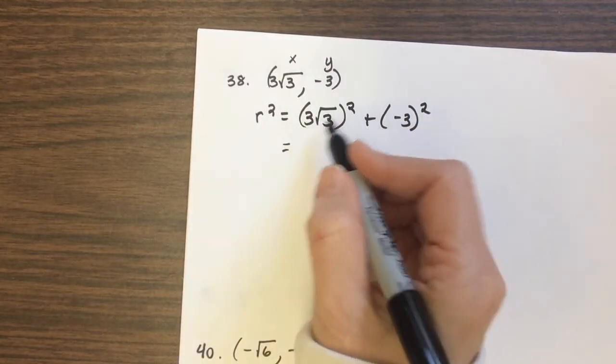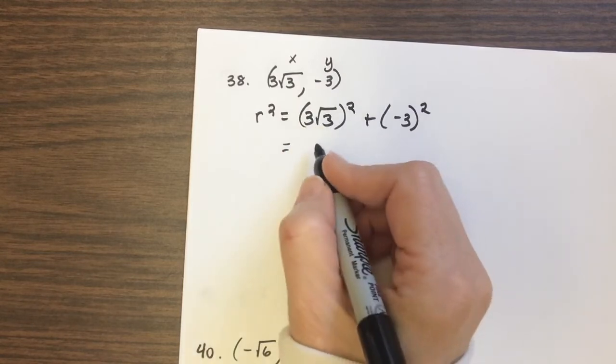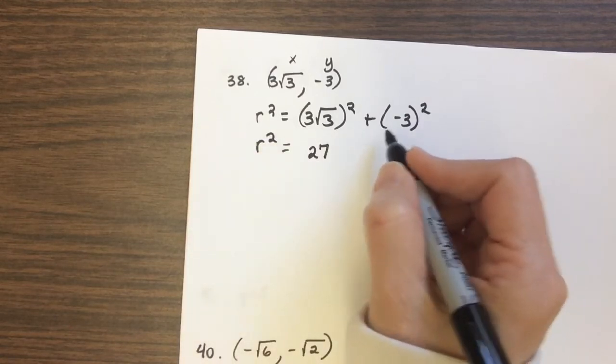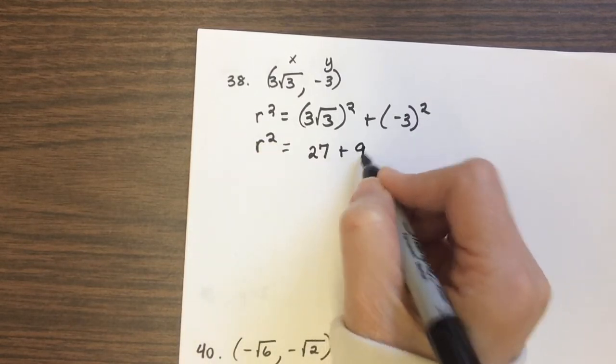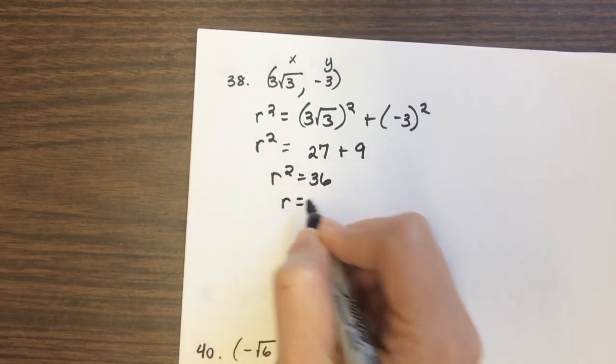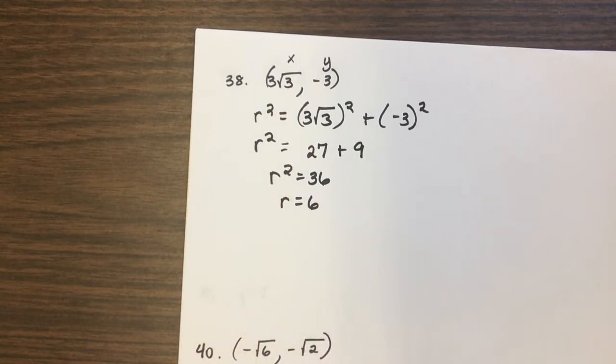So I've got 3 squared, which is 9. Square root of 3 squared is 3, so 9 times 3, which is 27. And negative 3 squared is 9. So r squared is 36, which means r is 6. We're just looking at our positive radius here.